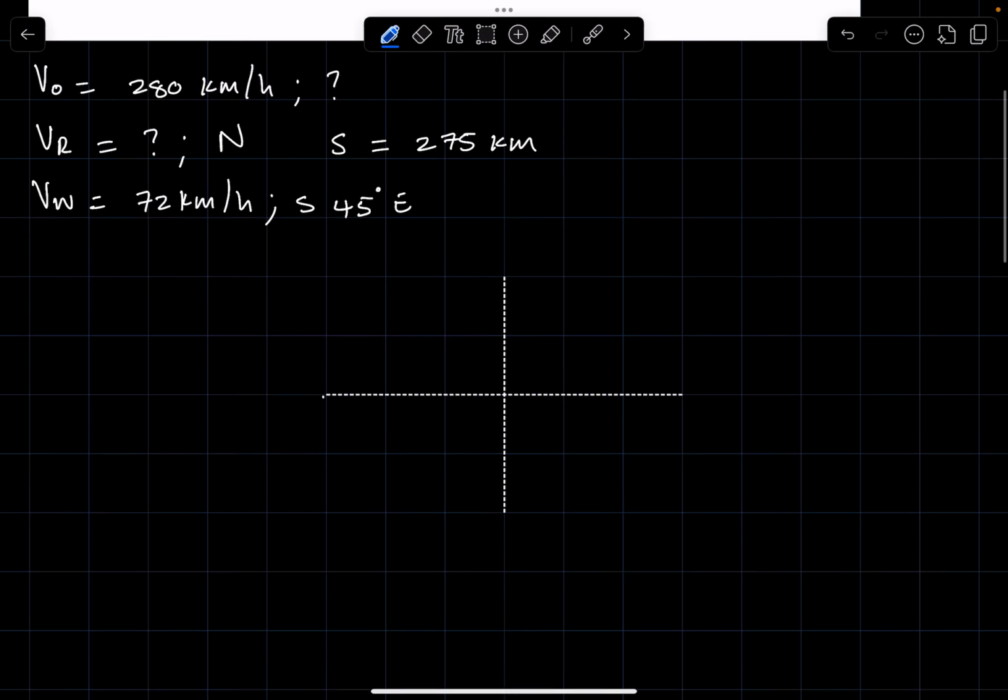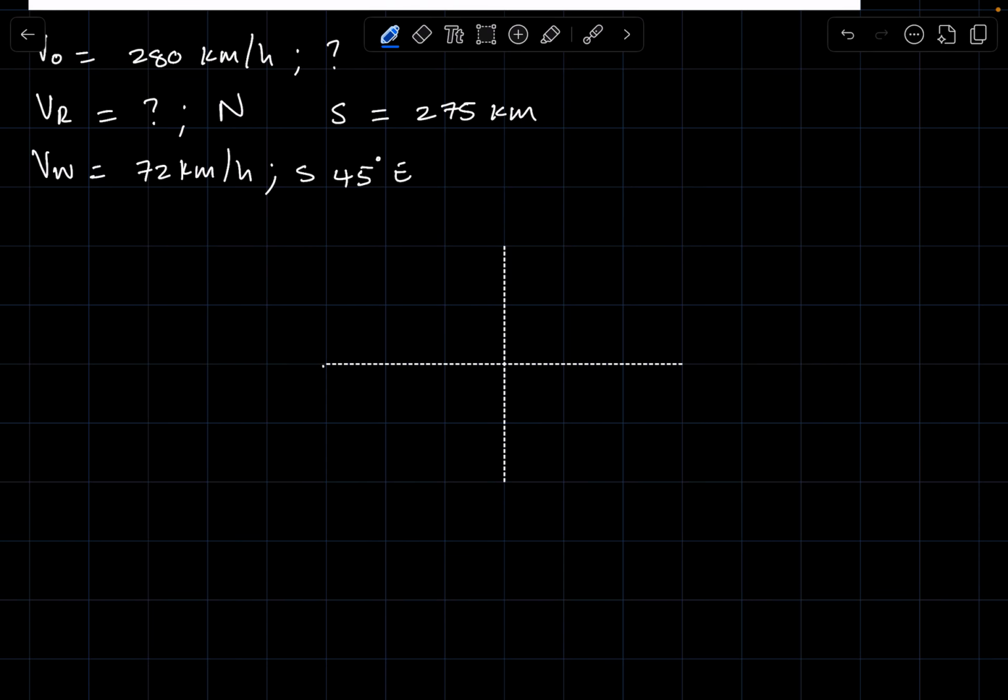I suppose you could also begin with VR, seeing that at least you have the direction of VR. But in fact, it doesn't really matter. I just prefer starting with the vector for which you have the most information. Otherwise, it doesn't really matter if you start drawing VR or VW, as long as for the vector you draw first, you have the direction thereof, you should be fine.